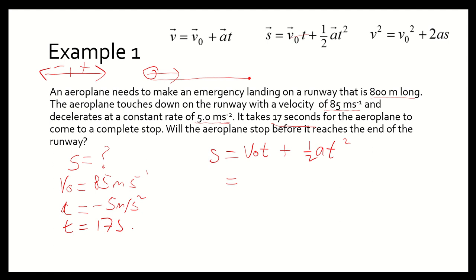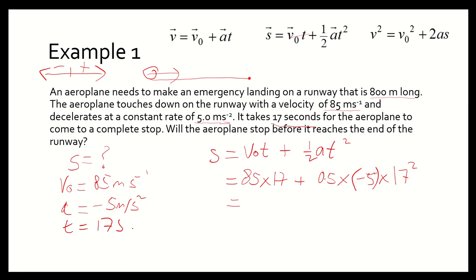So v naught t. v naught is 85 times the time, 17 seconds, plus a half, which is 0.5, times the acceleration, so it's -5. It's so vital that it was -5. It completely changes your answer. Times the time squared. If you type this into your calculator, practice. It's really easy to do this on a graphics calculator, so I would recommend learning how to use your graphics calculator.